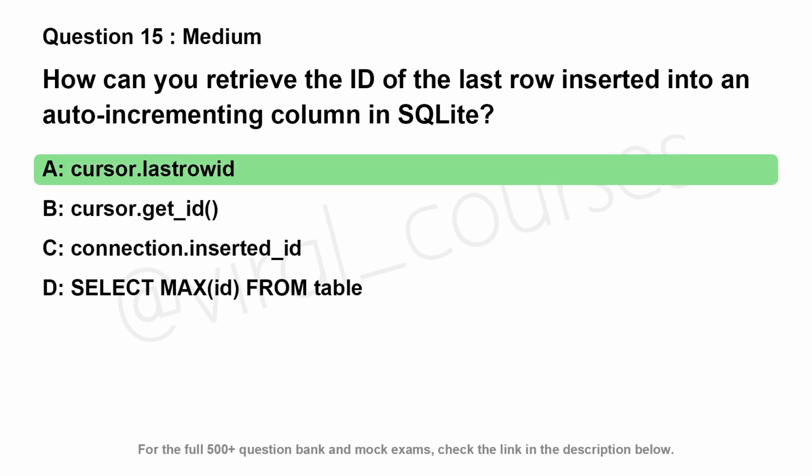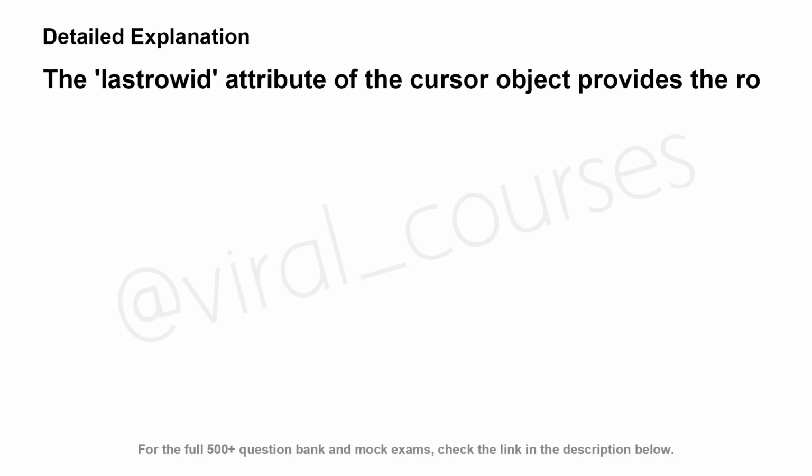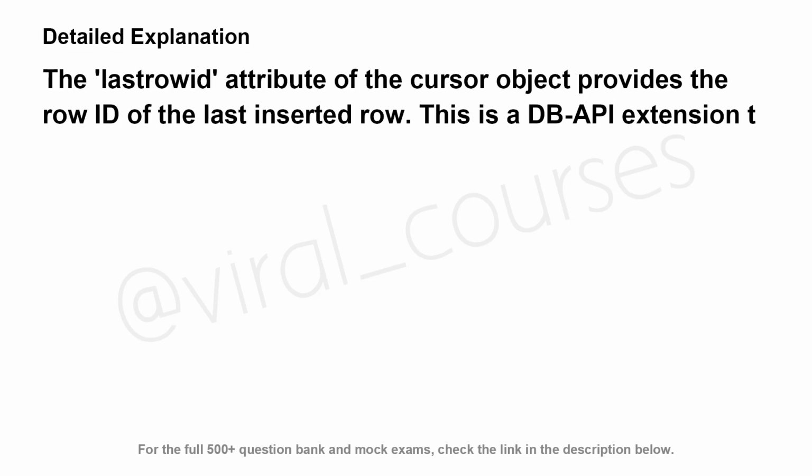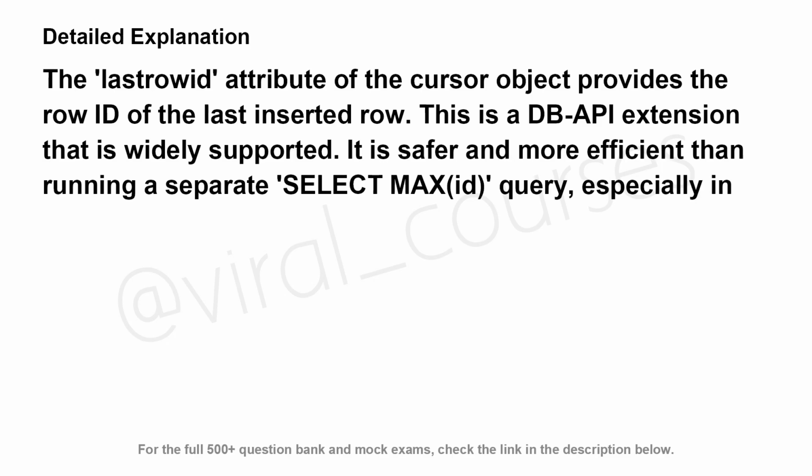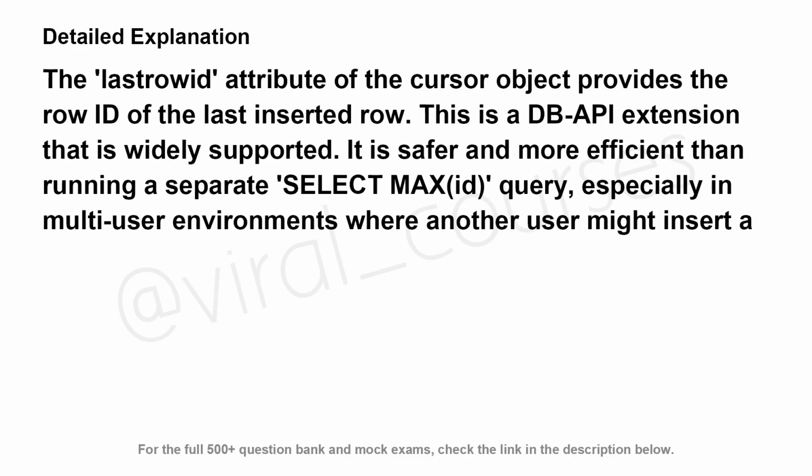The correct answer is A. The lastrowid attribute of the cursor object provides the row ID of the last inserted row. This is a DB API extension that is widely supported. It is safer and more efficient than running a separate SELECT MAX(id) query, especially in multi-user environments where another user might insert a row immediately after you.